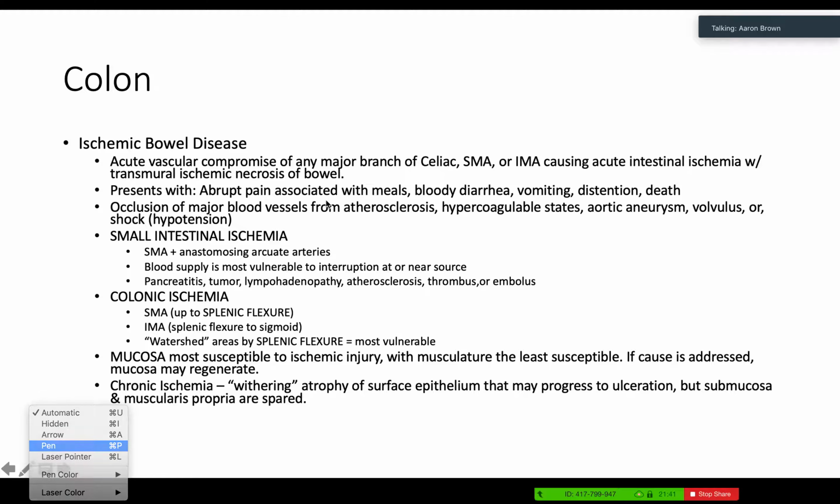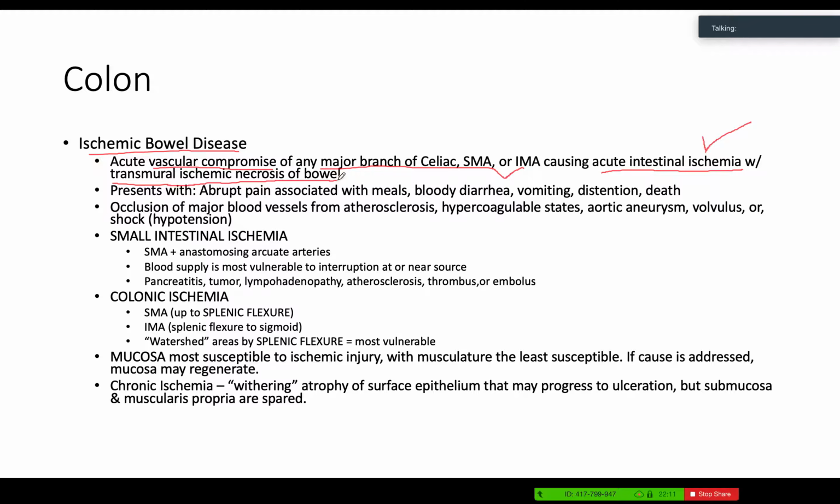Ischemic bowel disease. This is really just as it's described. We have a vascular compromise, meaning we have some sort of discontinuation in blood supply to any major branch of the celiac, SMA, or IMA, causing acute intestinal ischemia, right? We have part of our intestines that is dying due to loss of blood supply. Loss of blood supply is going to ultimately cause a transmural ischemic necrosis of the bowel, dead bowel.